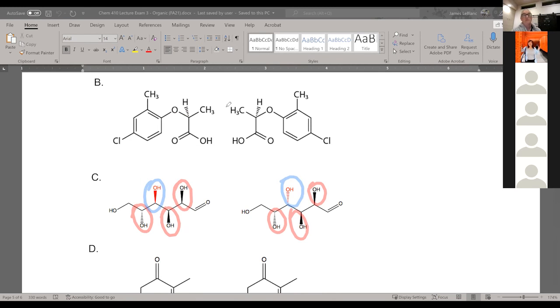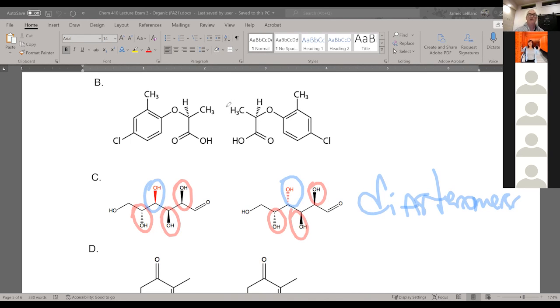So if I have 3 groups that are exactly the same and one is different, they're not mirror images of each other, and I can't stack them on top of each other. They either all have to be different or they all have to be the same. If one of them is different and the other 3 are the same, then I can't do anything with them. Then they're not the same and they're not mirror images of each other. So that makes them diastereomers.